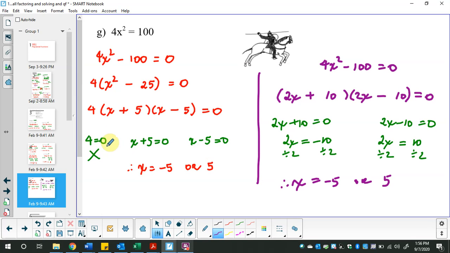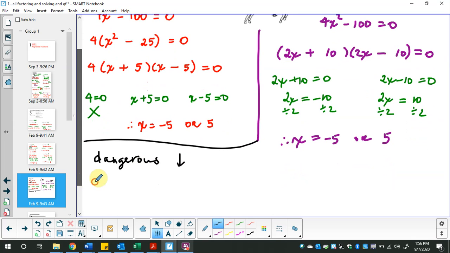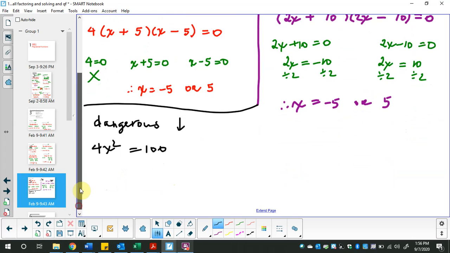There's another way, it's super dangerous. So I'm going to tell you that it's dangerous. It's dangerous because you don't get the right answer. And it is taking 4x squared equals 100 and not making the 0. Now, you can get the right answer doing this, and I'm going to show you.